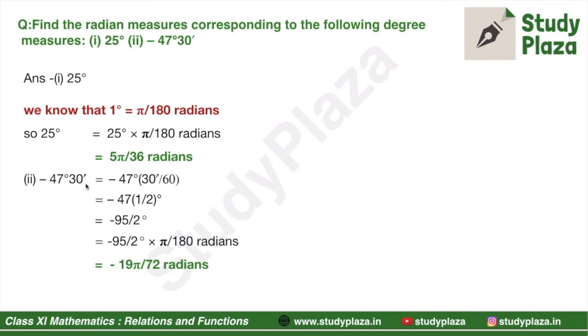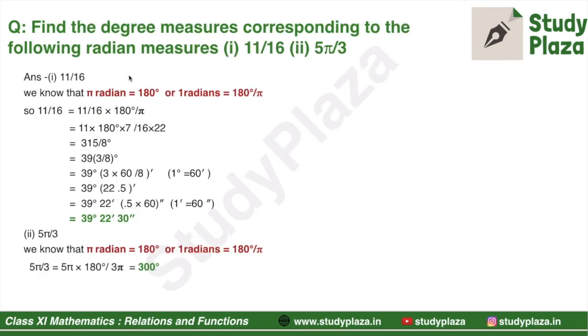Similarly, we will go for the next question, that is minus 47 degree 30 minutes. Here the minutes are there. We will first change them into degree by dividing by 60. So it will be 47 degree and a half, and it will change into minus 95 by 2 degree. We multiply with the same formula, that is pi upon 180, to get the answer, that is minus 19 pi by 72 radians.